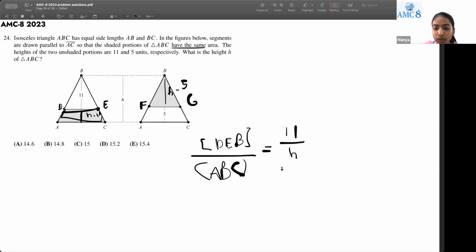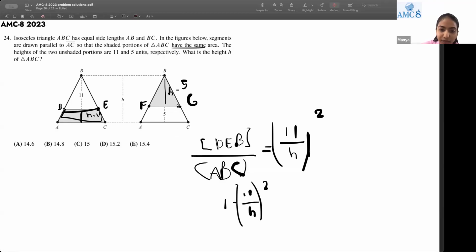we have to do this squared, because to find the area we have to square this. And to find the area of this one right here, we have to do 1 minus that area, 1 minus the area of this part right here, DBE. So 1 minus 11 by h squared, in parentheses here.